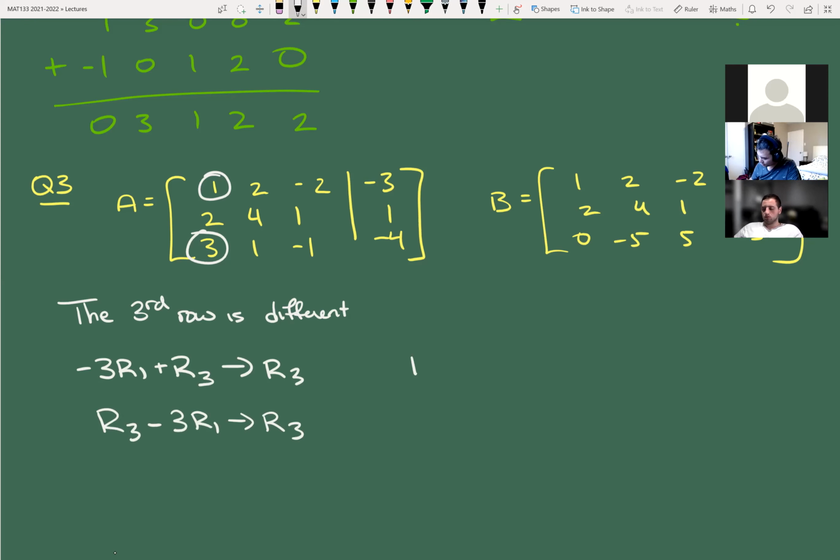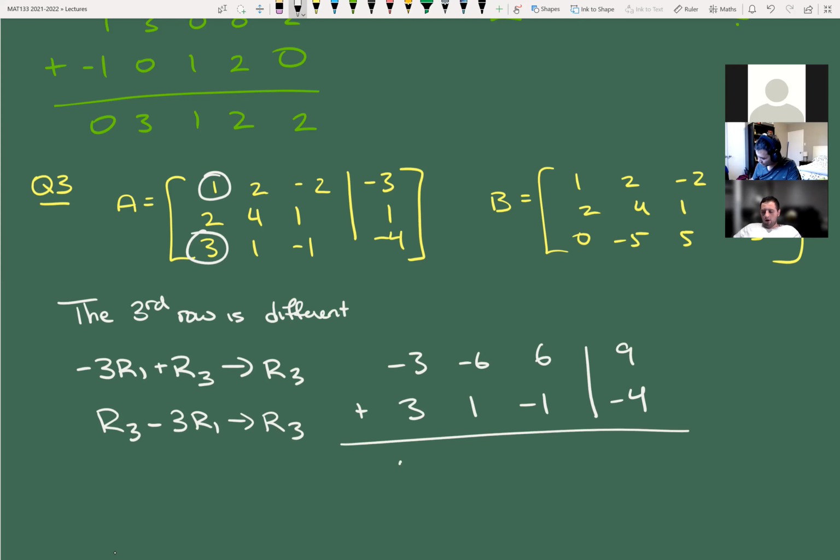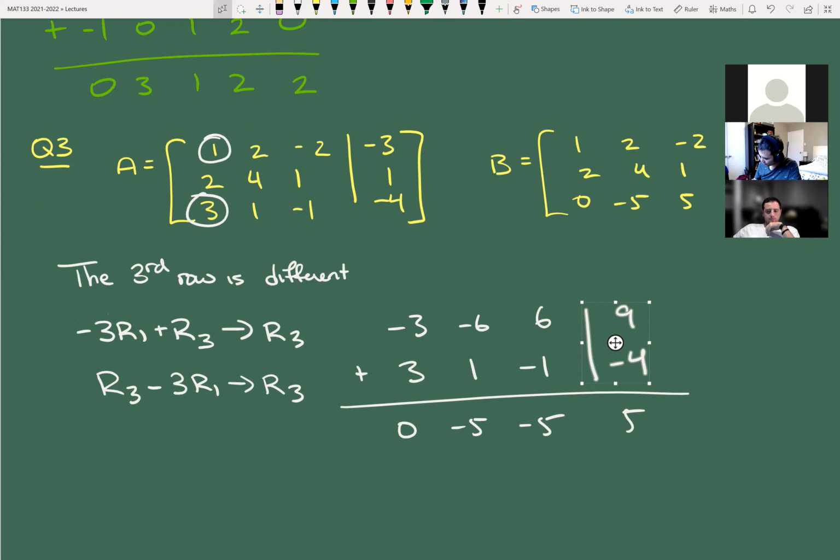So if we do that, we'll get 1, 2, -2, -3, plus, oops, sorry, I have to do 3 times that. So we get -3, -6, 6, 9, plus 3, 1, -1, -4. So I'll get 0, -5, 5, 5. And I put that into row 3. So that gives me B. That is exactly what row B is there.